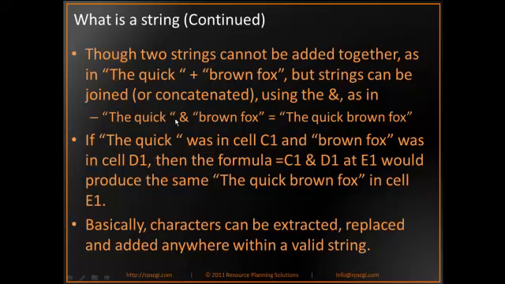So if you want, you could do this. This is kind of showing you how you do this in a formula. But if in a cell you had the quick with a space at the end of the K, if it was in cell C1 and the brown fox was in cell D1, then the formula C1 and D1 would produce the same small little phrase. So basically, with these different commands, you can start to extract and join text strings together to generate new valid text strings.